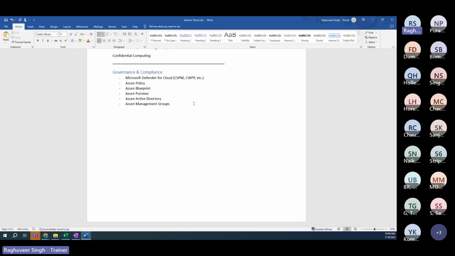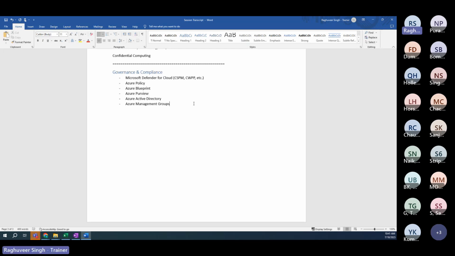You will be able to configure identities, configure policies, configure billing from one place. That's what management group is. So those are the governance and compliance services in Azure, which has the capability to stream data into a workspace which is attached to Sentinel.